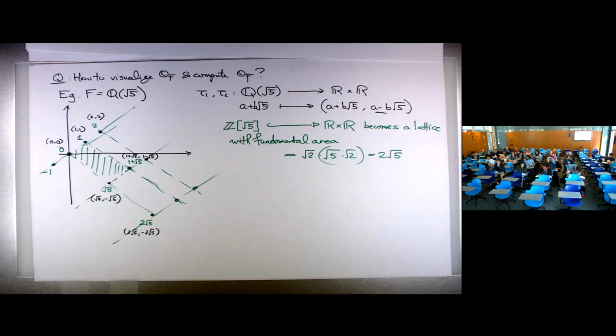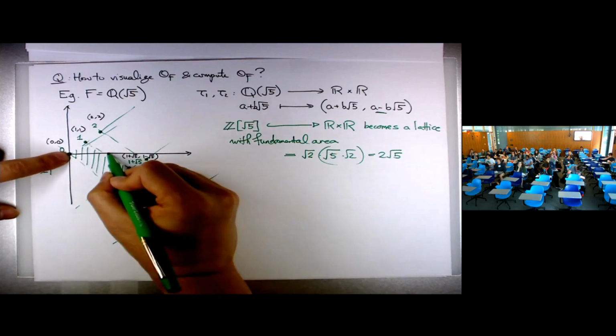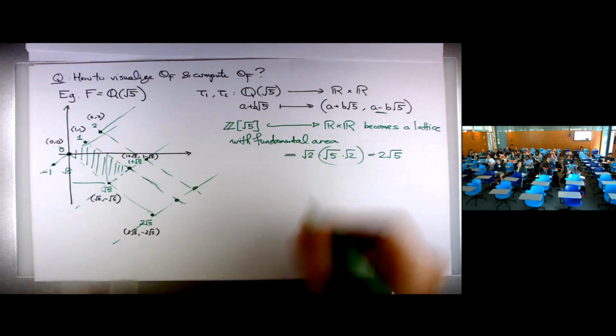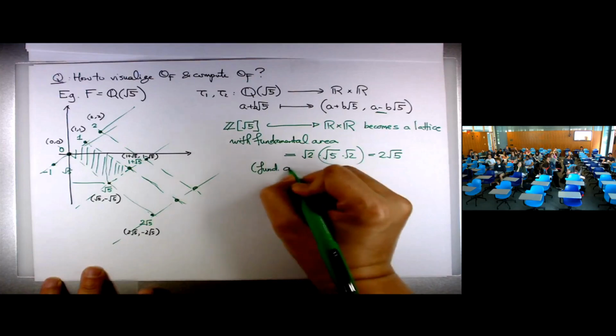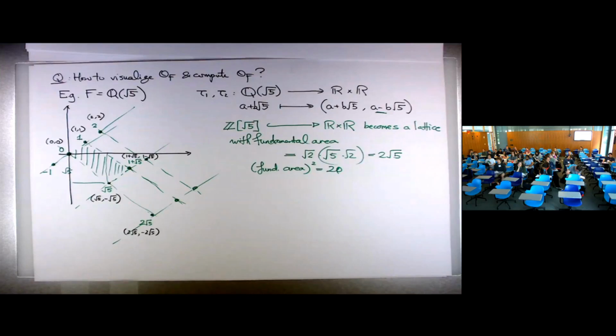Okay. Let's compute them. This is root of 2, of course, and this coordinate is root of 5. But for what I'm going to do later, I want to do the area squared for some reason. So this is 20.